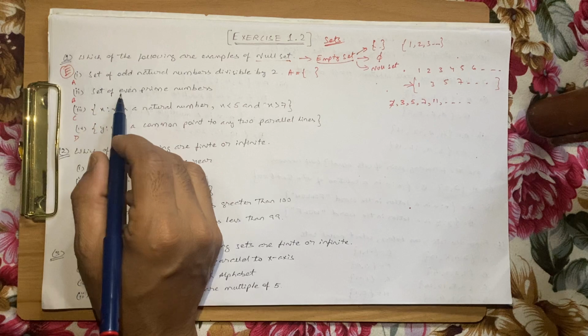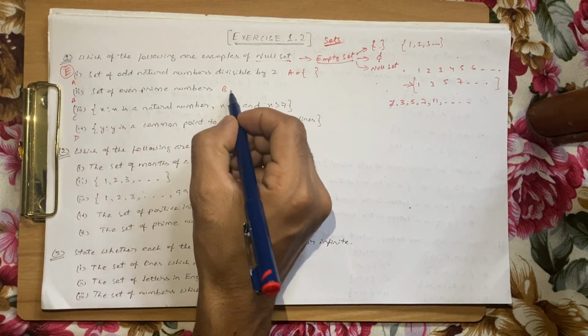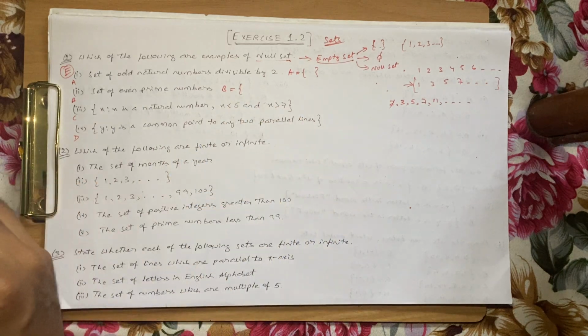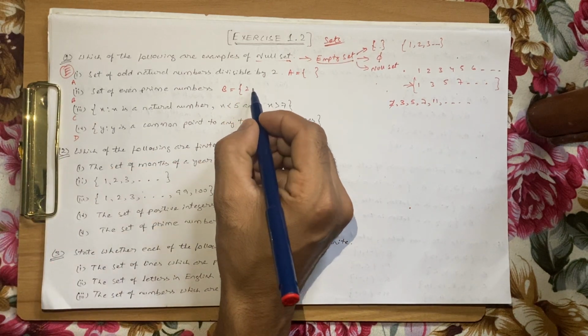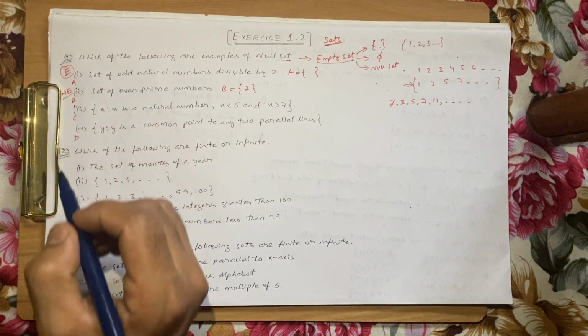So here it says set of even prime numbers. So if this set is B, then B, if I write it in the roster form, I will just have one element, that is 2. So this is not an empty set. I have written NE.